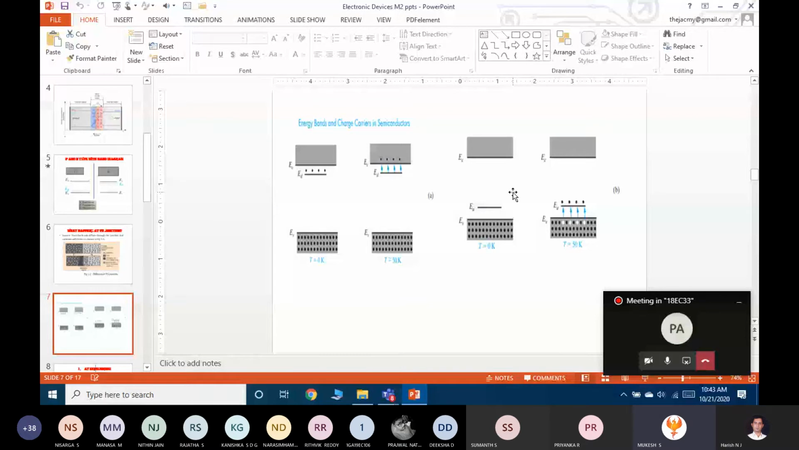Even at 0 Kelvin, extrinsic semiconductor has some free electrons. Yes, correct. ಇಲ್ಲಿ ನಾವೇನ್ ಮಾಡಿದೀವಿ ನೋಡಲ್ಲಿ, this is the N type, this is P type. Correct. So N type ಅಲ್ಲಿ this is the valency band, this is the conduction band. Am I correct? This is the valency band, this is the conduction band.